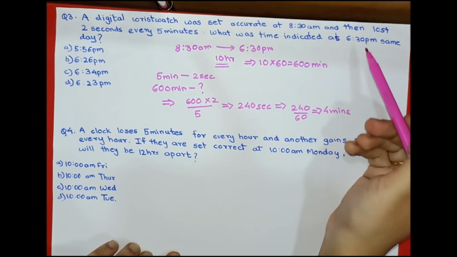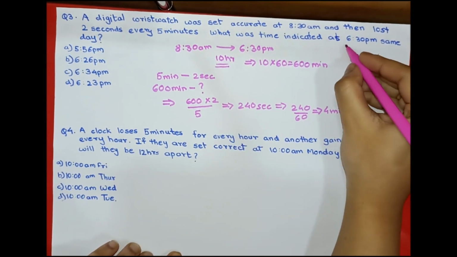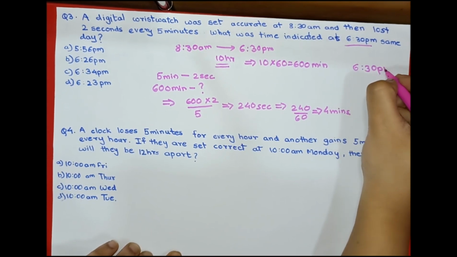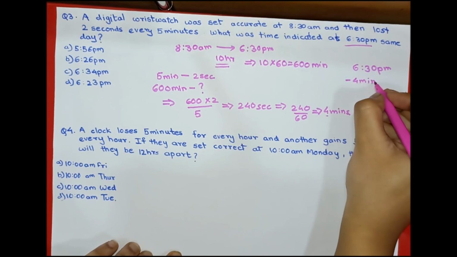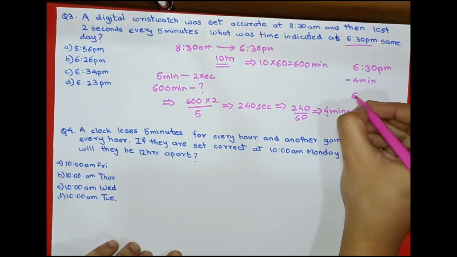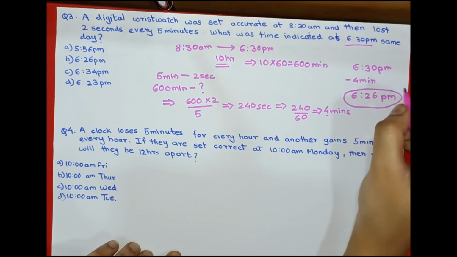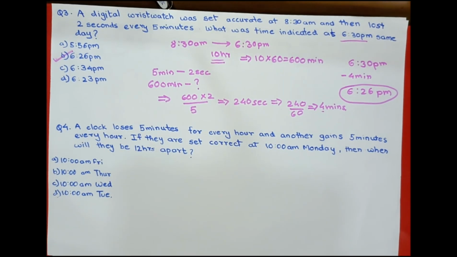Now the clock has lost the time. So the correct time it was supposed to show was 6:30 p.m. But it is losing this 4 minutes. So the time it would show will be 6:26 p.m. The correct option is option B. Let's look at next question.